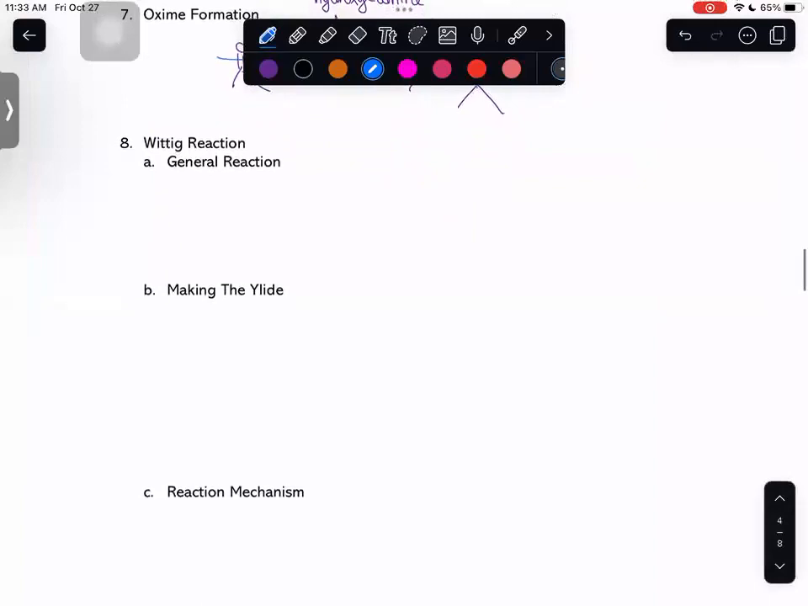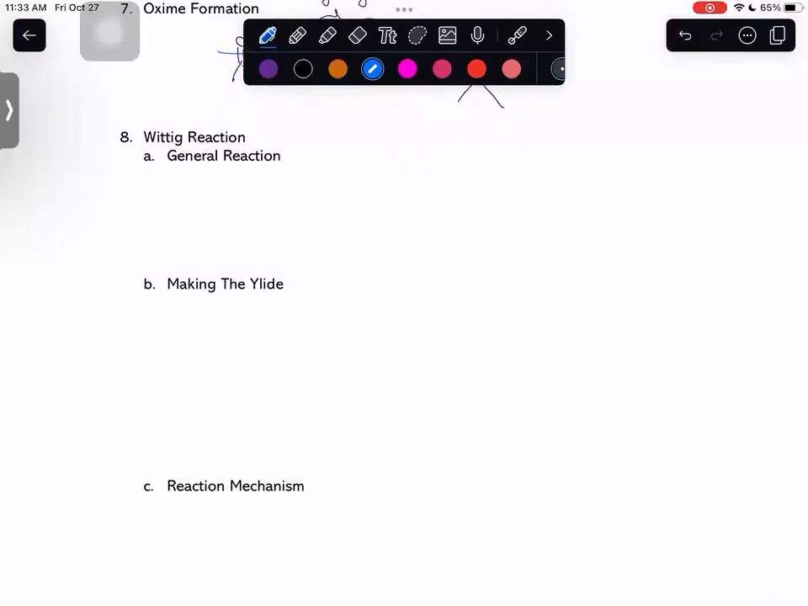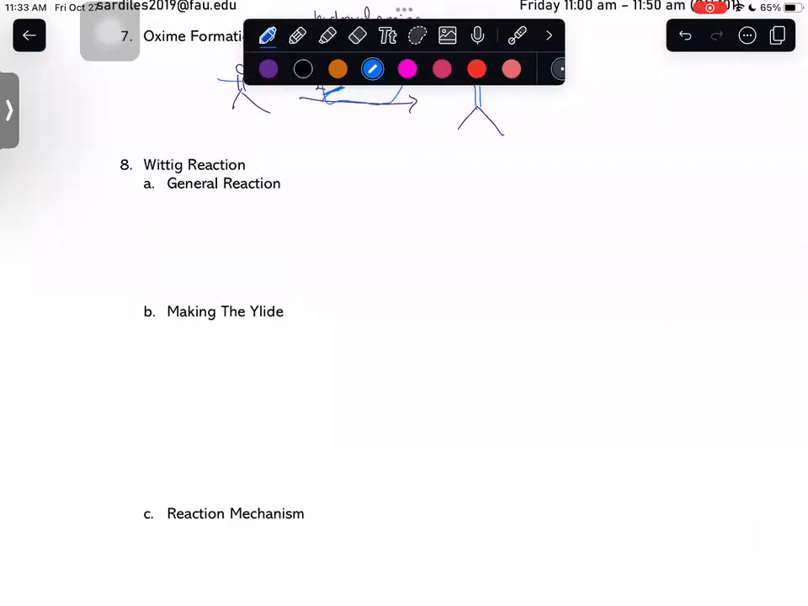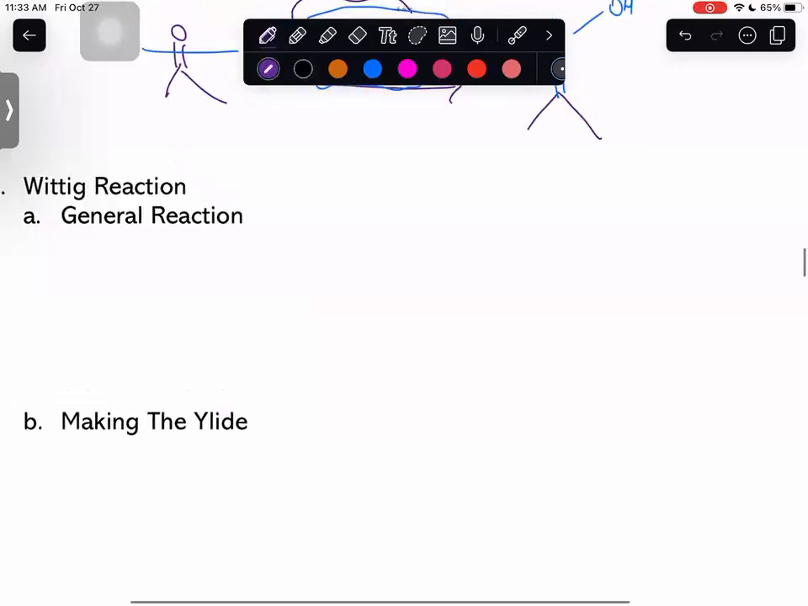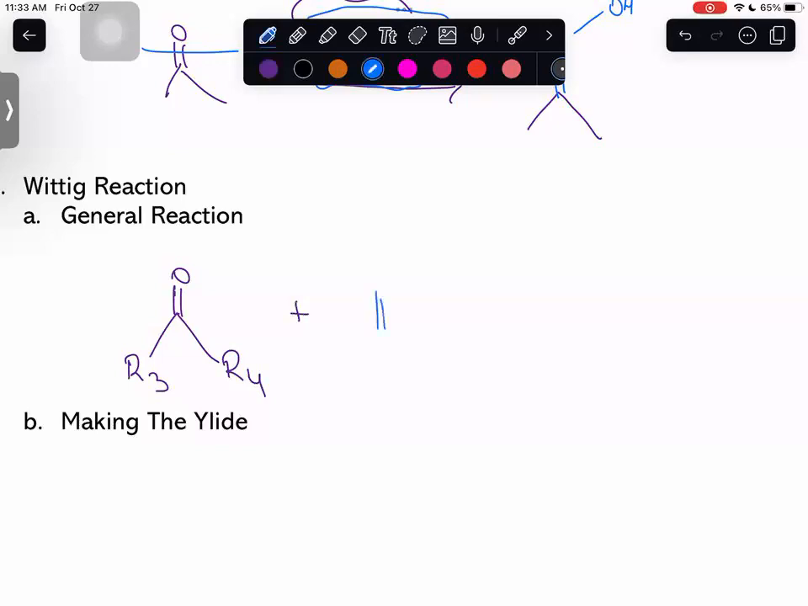So last reaction, the one that most students hate, is your Wittig reaction. So the Wittig. Let's start with the general reaction. So again, all of the reactions that you're seeing here can be with either aldehydes or ketones. In this case, I'm just going to label my R groups. Actually, no, let me change this. R3 and R4.